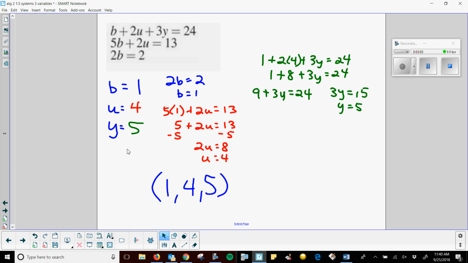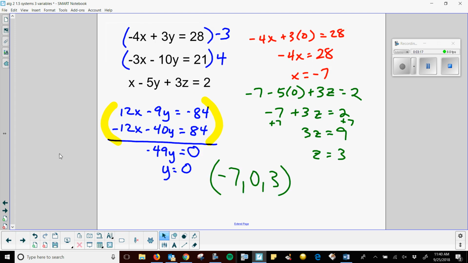Every single one of these, we will get here. Variable equals a number. Plug into a two variable one. And then take both of those and plug into a three variable one. They all end the same.